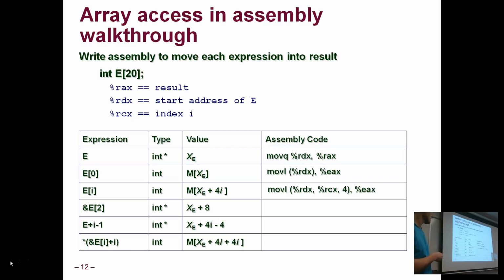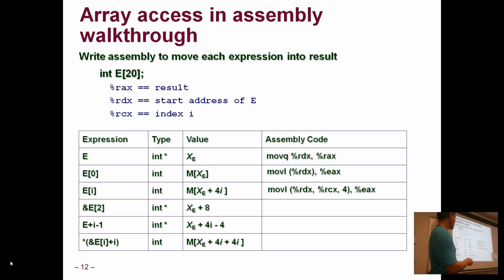Oh no, because you're actually trying to get the data at that array location. If you did this, it's an LEA for sure, right? You're getting the address. This is actually getting the integer stored at E of I. So that's why this is a move L.